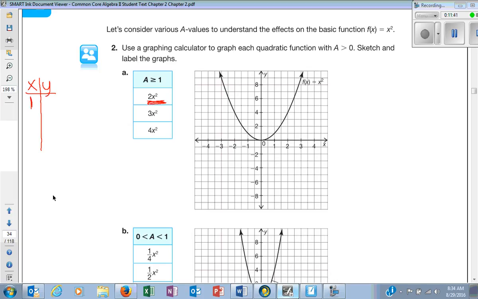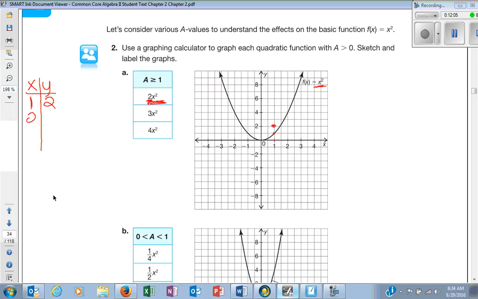Put a 1 in here, what do I get out? A 2, right? 1 squared is 1 times 2 is 2. So my first ordered pair would be (1, 2). If I go over here, this graph, which is the normal one, X squared, goes through (1, 1). So it's right there. Notice what happened when I put the 1 in. It became (1, 2).